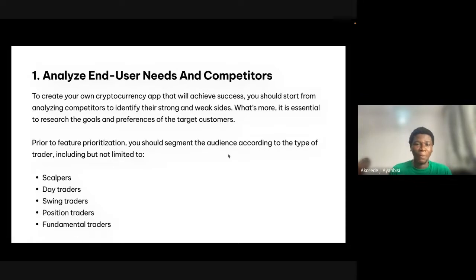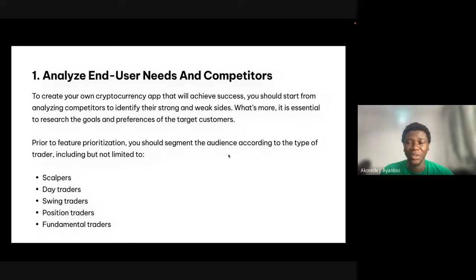The example I'm using here is Binance, where you can trade cryptocurrency and other assets. So the first type of audience is the scalpers. The second one is day traders. The third one is swing traders. The fourth one is position traders, and the last one is foundational traders.